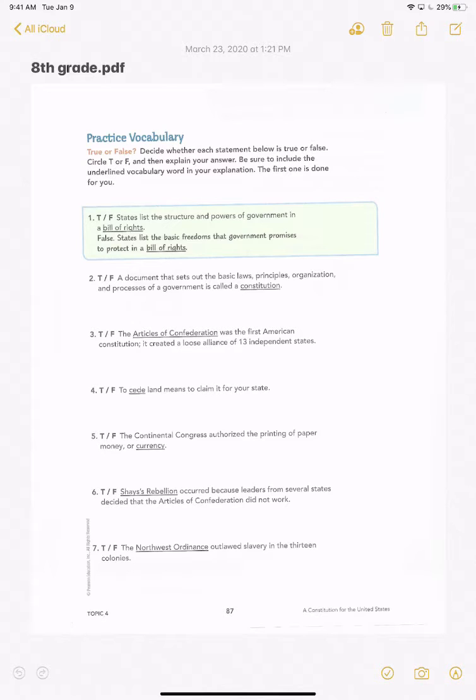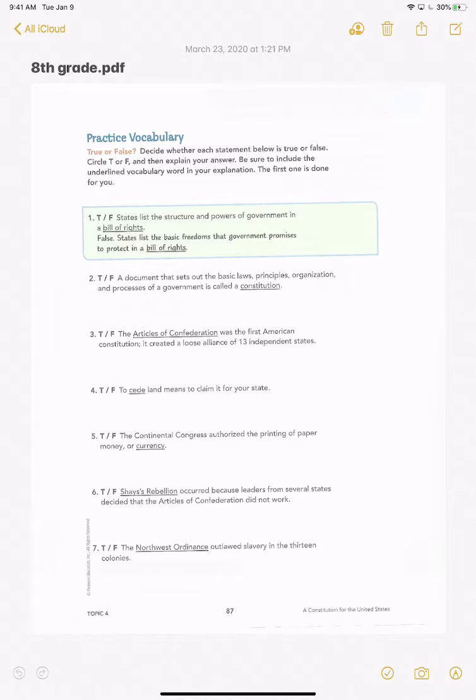So we are going to go over the worksheets in your work packet. This one covers the Constitutional Convention and some basic vocab. So let's get started. Number one: these are true and false questions. Number one was already done for you. States list the structure and powers of government in a Bill of Rights. That is false.